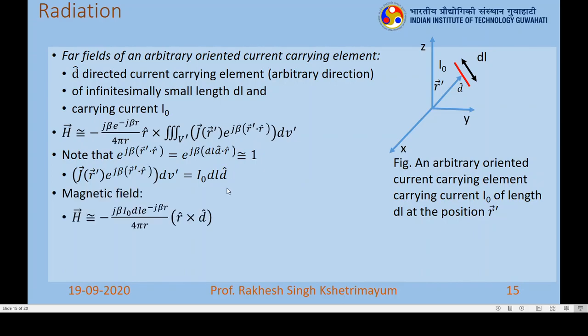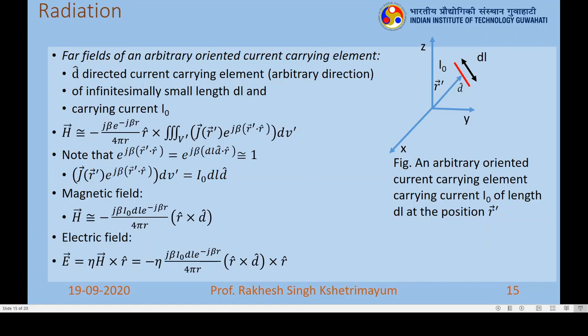So the magnetic field will become now simply this term here and cross product of r hat with the d hat vector. So this is for any arbitrary direction along the d direction. So this is the far field of an arbitrarily oriented current carrying element. This is the magnetic field. Once you have the magnetic field, you can find the electric field by doing the cross product of magnetic field with the radial unit vector r hat multiplying by eta. So we have the expression for electric field.